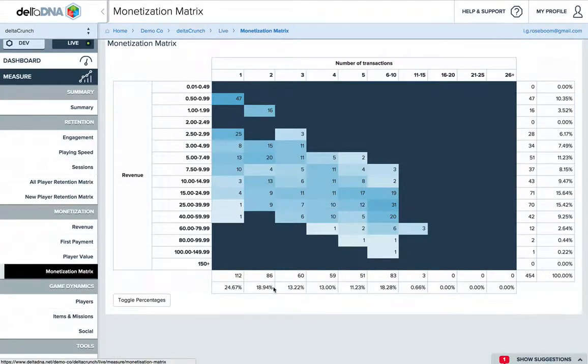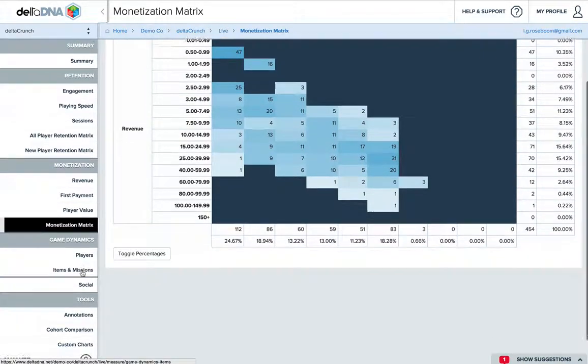There are other simple numbers you can get, so you can see your breakdown of payments. Here at the bottom, we're just seeing the distribution of players in terms of numbers of transactions. So 25% of spenders make one transaction, 20% make two. A healthy sign is to see that when people spend, they spend more than once. It wouldn't be nice if all your spenders only spent once, but this is a good way to diagnose that.